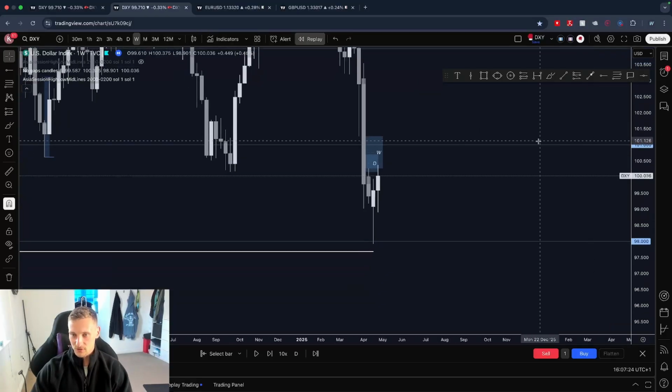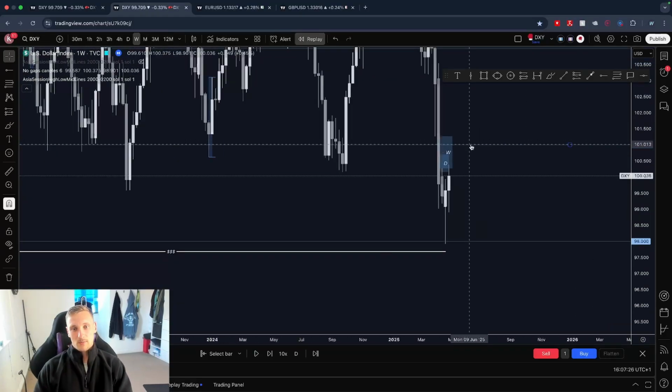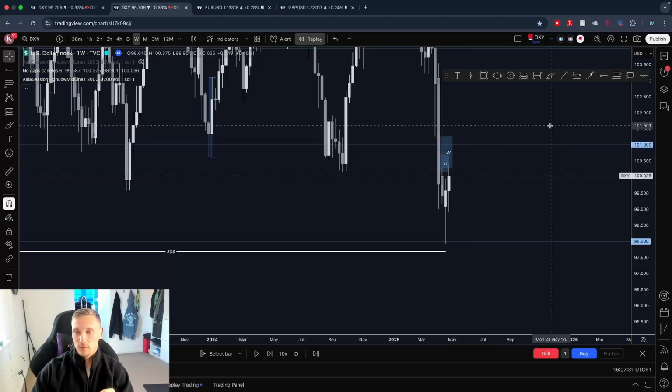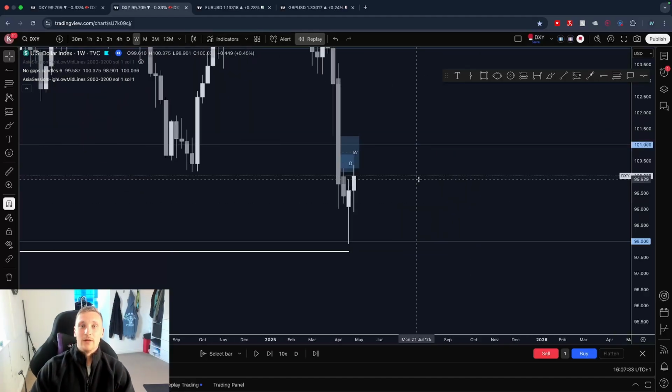I'm going to start off with DXY. Sunday night I've done my outlook on Trello. I'm not going to show you that because that's for a separate video, but we're going to go through today the overall breakdown that I made.